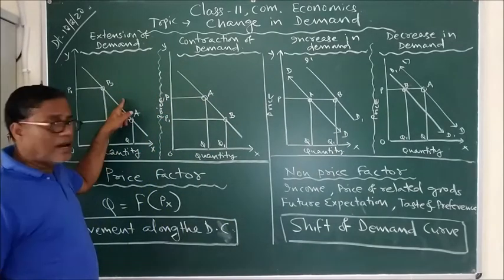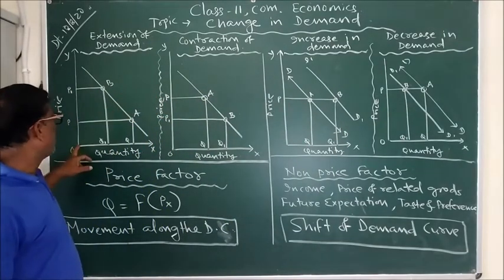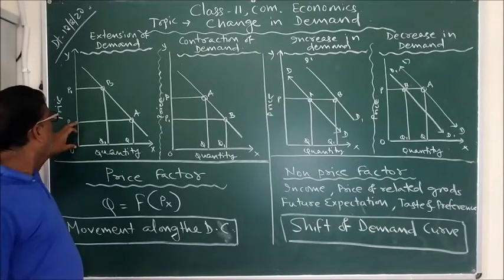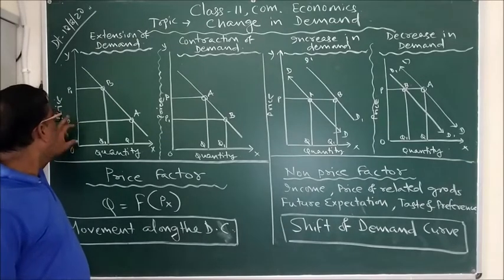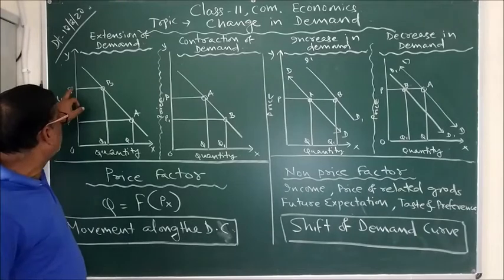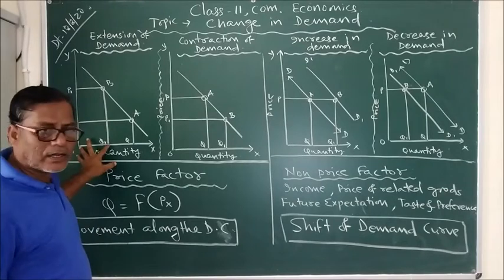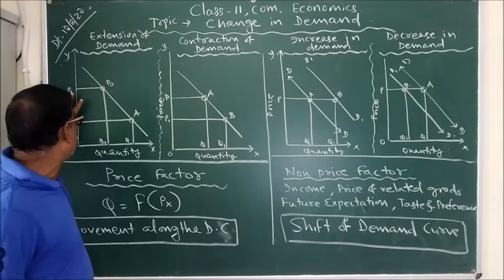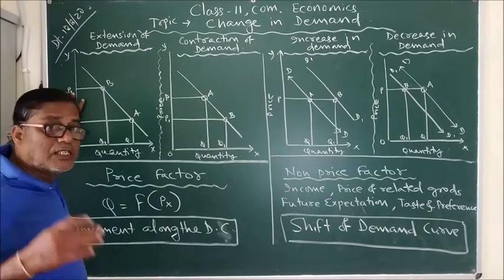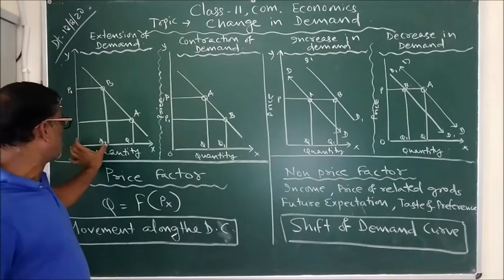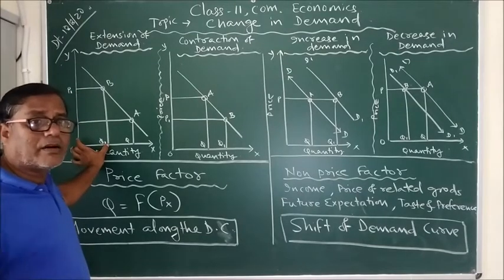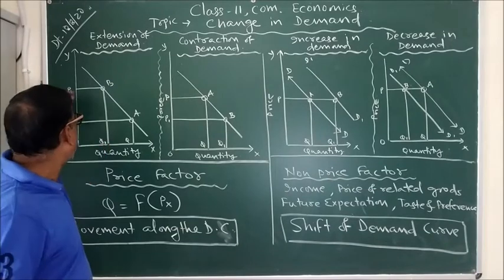See the first diagram where when price is OP1, the quantity demanded is OQ1. Suppose this is the original price, meaning price before change, and this is the quantity demanded before any change. Now what happened?